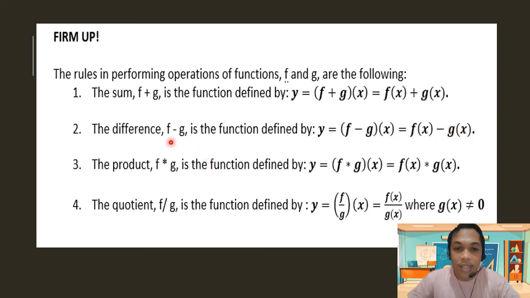And then for its product, we have f times g of x, that is also f of x times g of x. And then for the quotient, we have y is equal to f over g of x, or f of x divided by g of x, wherein g of x should not be equal to 0 to avoid our function to be undefined.